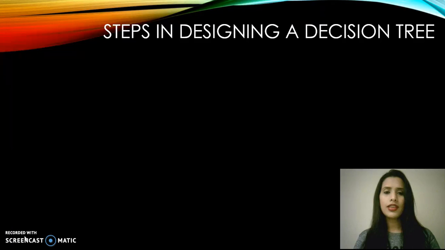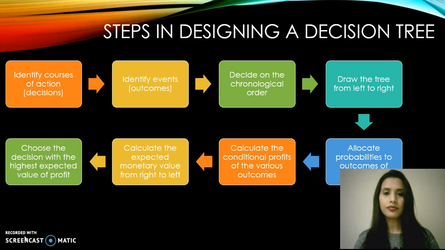Next, I'm going to take you through the various steps in designing a decision tree. The first step is to identify the courses of action. These are decisions that have to be made. Thereafter, you would identify the various events or outcomes that can result from the different decisions. The following step is a very important one.